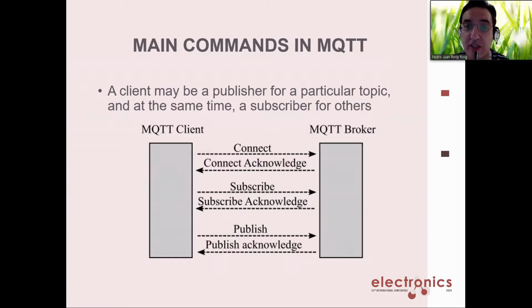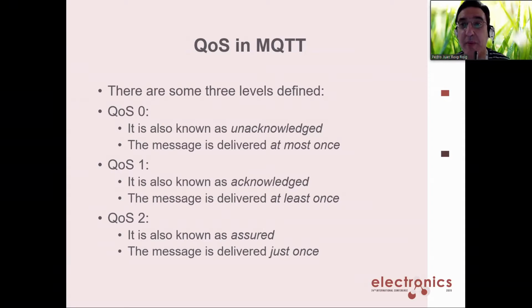Well, regarding the QoS in MQTT, there are three levels defined, right? QoS 0, it's also known as unacknowledged. The message is delivered at most once. QoS 1, where it is known as acknowledged, and the message is delivered at least once. And QoS 2, it is known as assured, where the message is delivered just once.